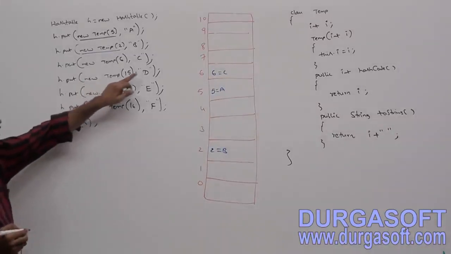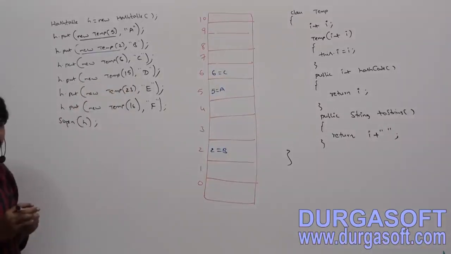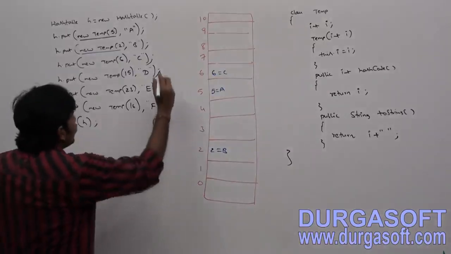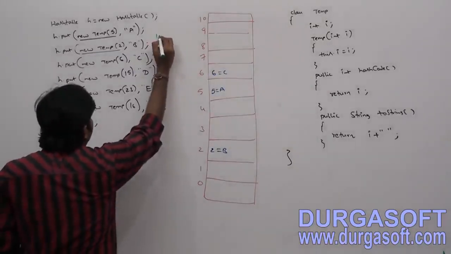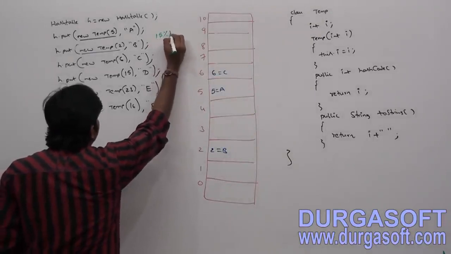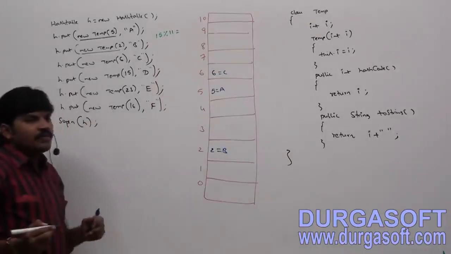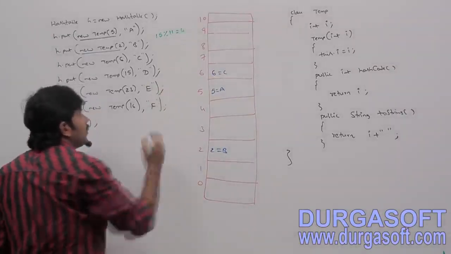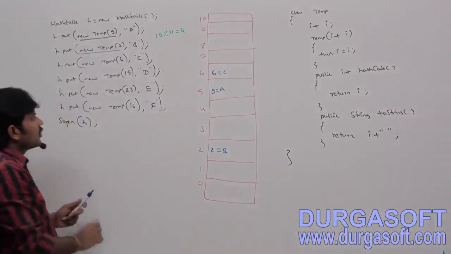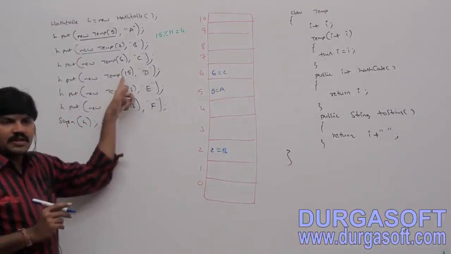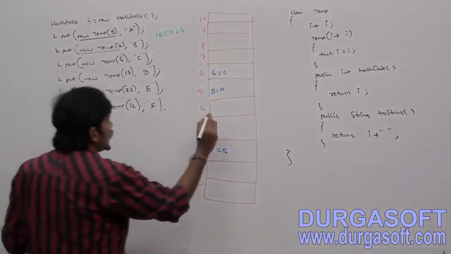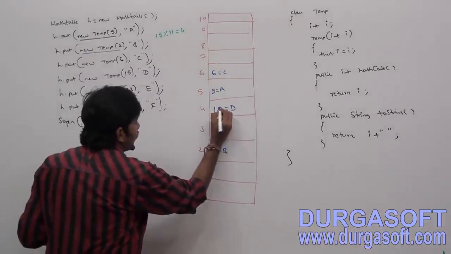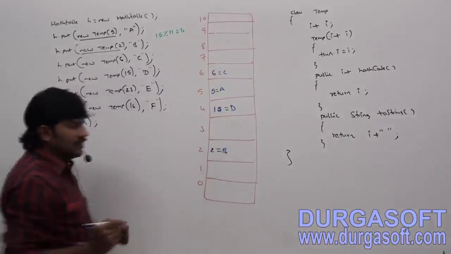New Temp(15, d). Oh, the 15th bucket is not there. If the 15th number bucket is not there, 15 percentage 11. What is the answer? 4. In the fourth number bucket, this value will be saved by default. Are you getting? 15 % 11, so 15=d is saved here.